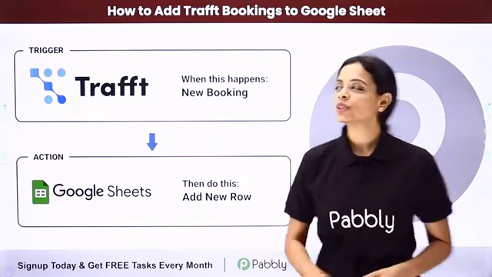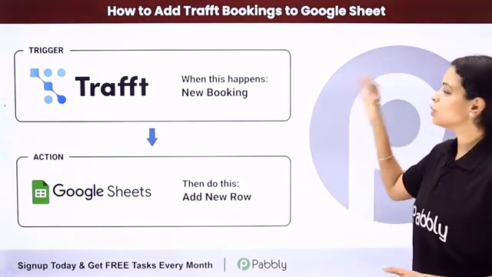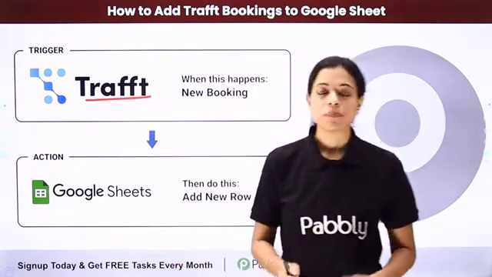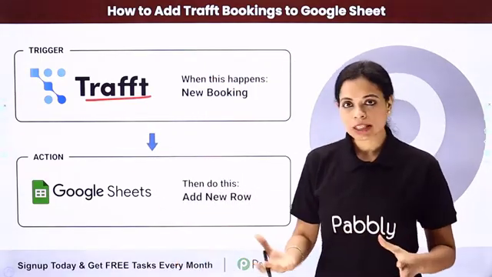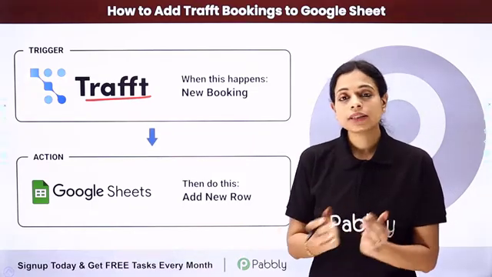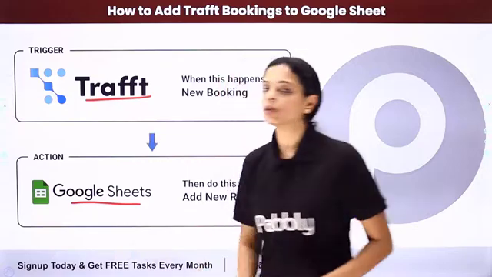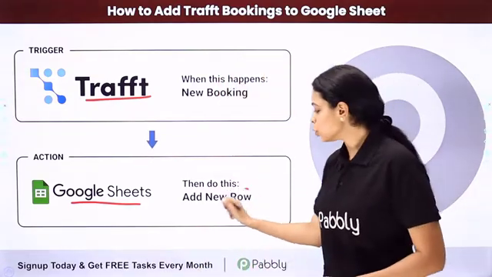In this video, we are going to see how to add Trafft bookings to Google Sheet. So let's say that you're using Trafft as a scheduling platform. And here, every time a new booking is made, then automatically you want the details of that particular booking to become a part of your spreadsheet here, Google Sheet. It should be added as a new row over here.